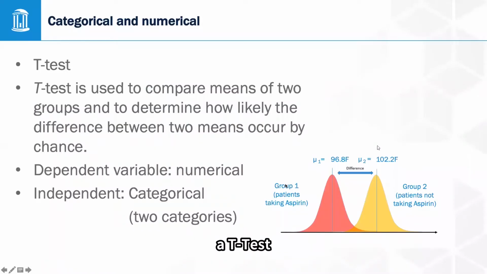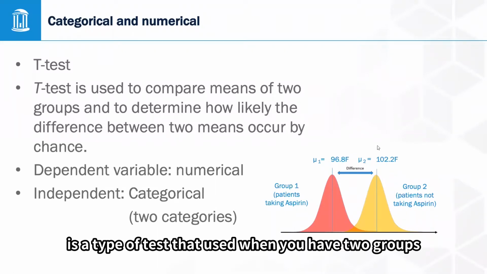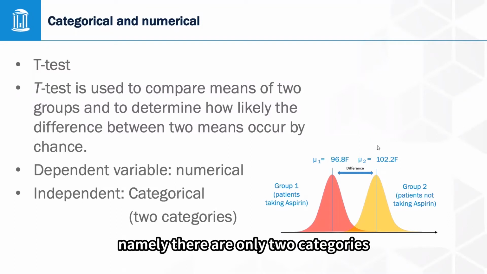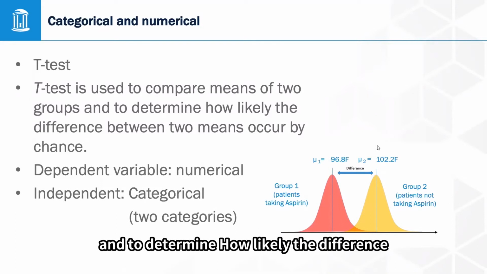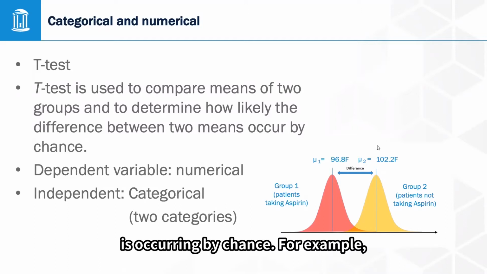First of all, the t-test. A t-test is a type of test that is used when you have two groups. Namely, there are only two categories in your categorical variable. What a t-test does is compare the means of two groups and determine how likely the difference between the two means is occurring by chance.